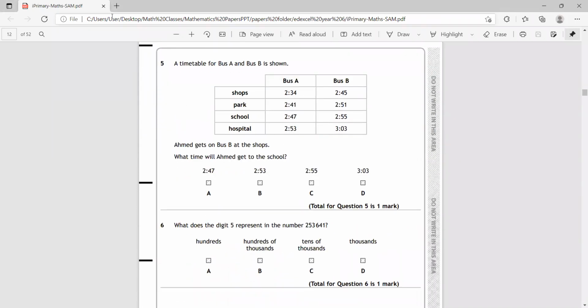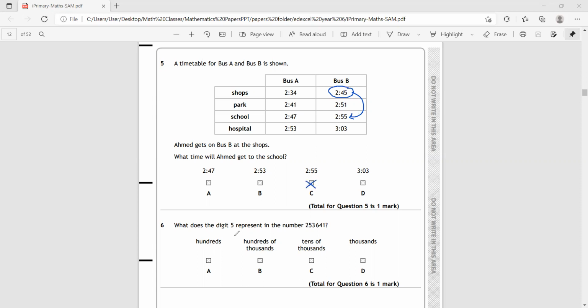Now in the fifth question, they have given a table. First you have to study the table. A timetable for bus A and bus B is shown. Ahmed gets on bus B at the shops. What time will Ahmed get to the school? Ahmed gets on bus B at the shop, so starting from here, at what time does he come to school? It should be 2:55. That means the C answer.